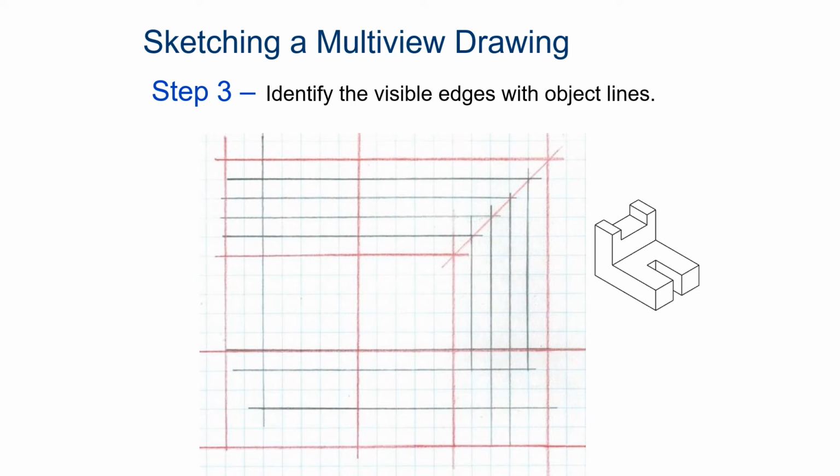Identify the visible edges with object lines. So now that you have your construction lines, you can draw the object lines just like before. You start with construction lines and then you draw the object lines.